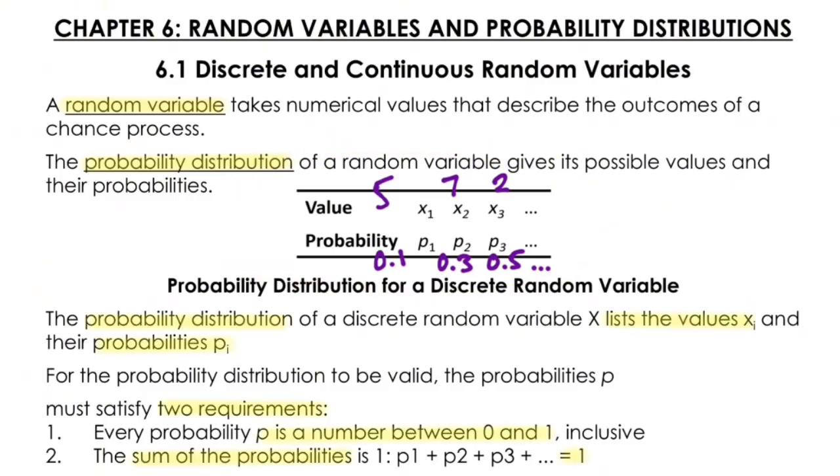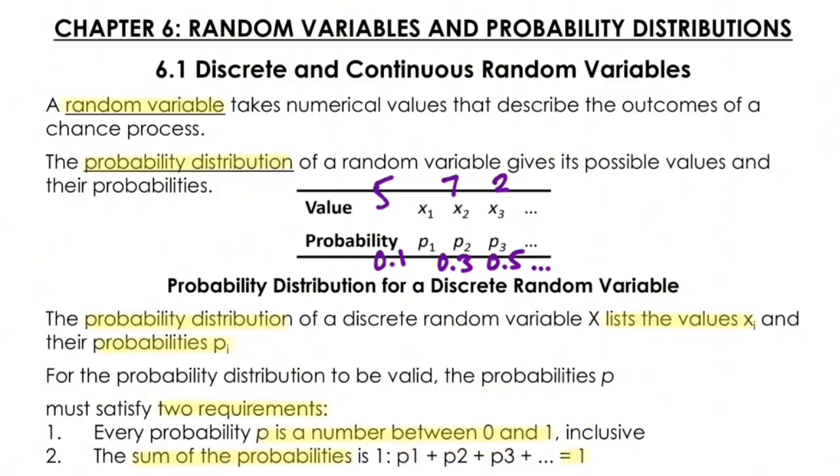For the probability distribution to be valid, the probabilities p must satisfy two requirements. The first requirement is p is a number between 0 and 1. The maximum probability of an entire distribution would be 1. The lowest probability would be 0. So your individual probabilities should be between 0 and 1.